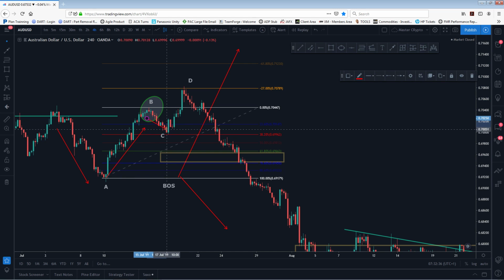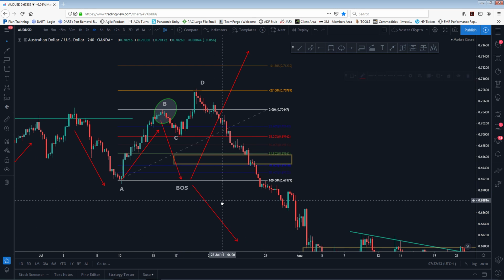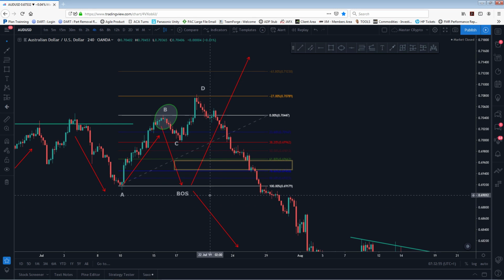If price, instead of coming to one of these levels and continuing up, comes back to point A, which is 100% retrace, and then from there continues down, that's what we call a break of structure. So I need you guys to start recognizing a break of structure.